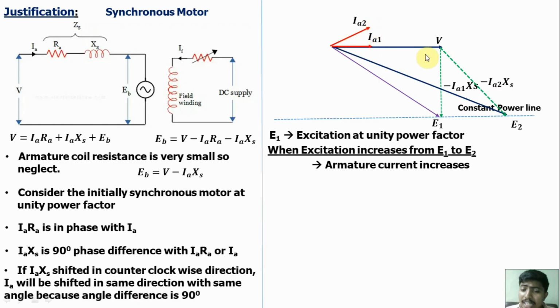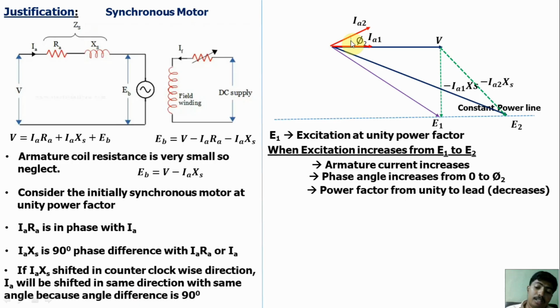Initially, under even conditions, the phase angle between the voltage and the current is 0, unity power factor. Now the phase angle increases. The phase angle increases from 0 to pi/2. Now what will be the power factor? The power factor will decrease, from unity to leading but decreasing, because if the phase angle increases, the power factor decreases.